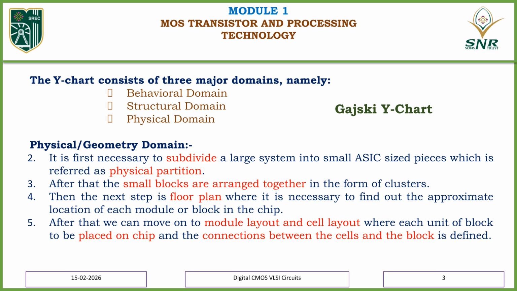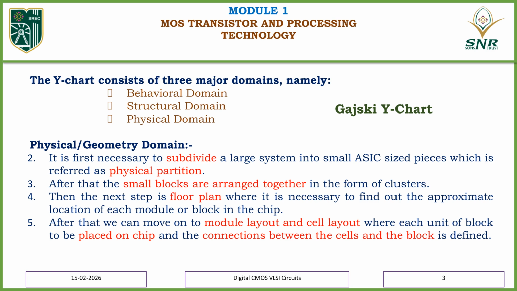In this slide, we clearly see that the Gajski Y-Chart consists of three major domains: the behavioral domain, the structural domain, and the physical domain. Each domain represents a different abstraction level in VLSI design. Let us briefly understand them. The behavioral domain describes what the system does. It focuses on algorithms, functional descriptions, and logic behavior. The structural domain describes how the system is built using hardware components such as logic gates, registers, and processors. The physical domain describes where and how the system is implemented on silicon.